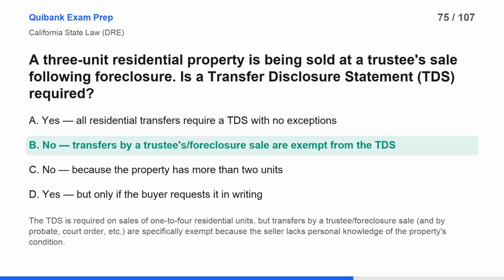The answer is B. No, transfers by a trustee's/foreclosure sale are exempt from the TDS. The TDS is required on sales of 1 to 4 residential units, but transfers by a trustee/foreclosure sale and by probate, court order, etc., are specifically exempt because the seller lacks personal knowledge of the property's condition.